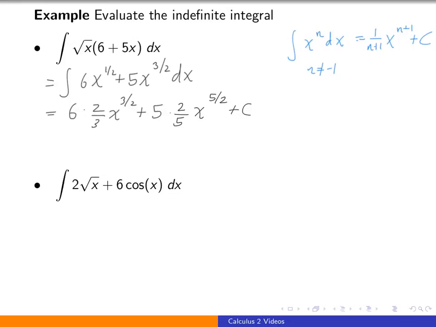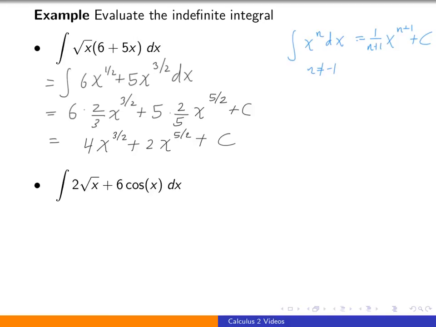And as mentioned previously, instead of writing 1 over 3/2 or 1 over 5/2, we typically immediately jump to that reciprocal. So taking it one step further, if we would like to, 6 times 2 is 12 divided by 3 is 4, so we have 4x to the 3/2 plus 2x to the 5/2 plus c. Recall that what this represents is all possible indefinite integrals, i.e. antiderivatives, of this integrand function that we started with.